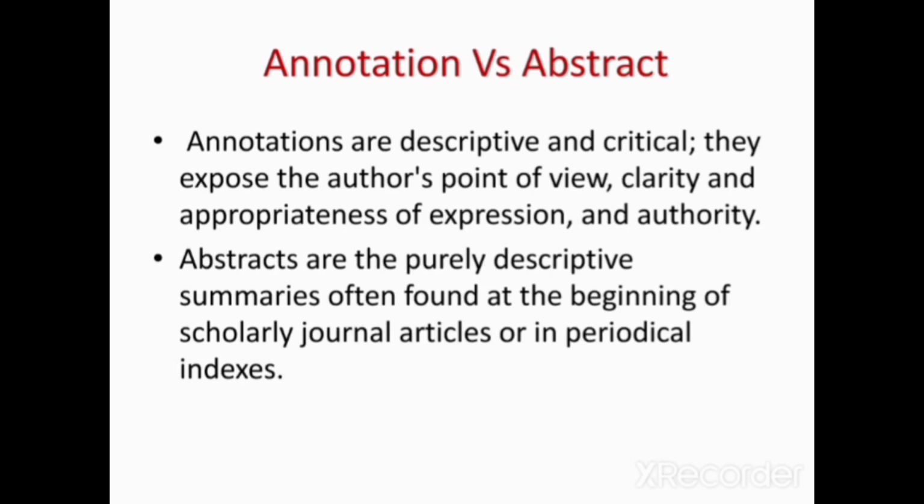So, what is the difference between an annotation and an abstract? Annotations are descriptive and critical. They expose the author's point of view, clarity, and appropriateness of expression and authority. Abstracts are purely descriptive summaries often found at the beginning of a scholarly article, journals, or periodicals.